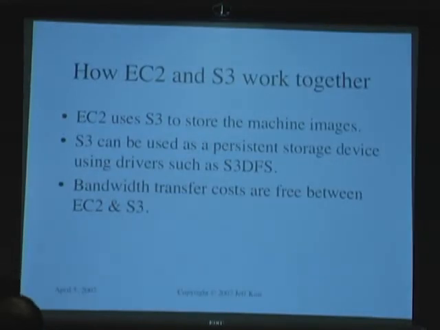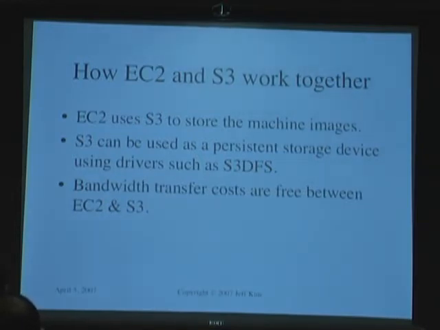And how do EC2 and S3 work together? EC2 stores all the machine images, which I'll describe in a minute. It stores it all on S3. Right now with EC2, there's no real persistent storage, which is obviously a big problem for companies who want to put stuff out there. They don't want to have it disappear should an instance crash or be terminated.